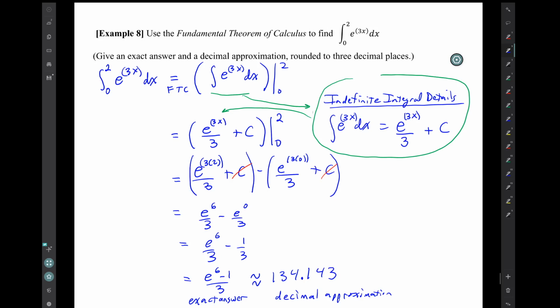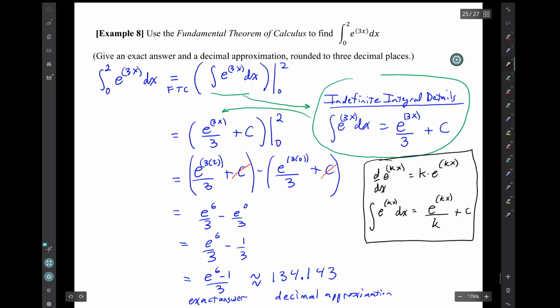And there's our result. Notice that we use this indefinite integral rule for the indefinite integral of e to the kx. It's useful to always think of the pair of rules. The derivative rule is that the derivative of e to the kx is k e to the kx. But the indefinite integral rule is different. The indefinite integral of e to the kx is e to the kx over k plus c.